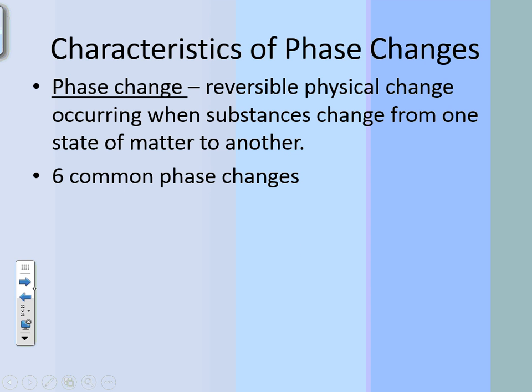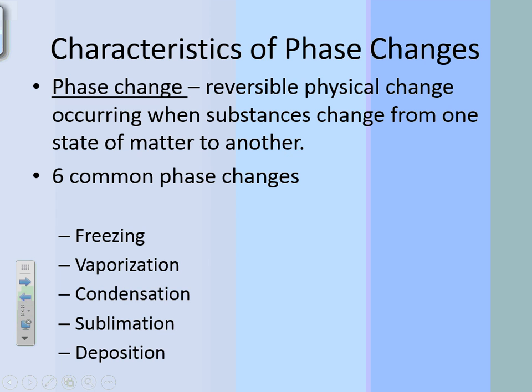There are 6 types of common phase changes: melting, freezing, vaporization or evaporation as you might call it, condensation, sublimation, and deposition. You guys know melting and freezing. Now you may not know a whole lot about sublimation and deposition, and we're going to talk a little bit about them as we get toward the end of this section.